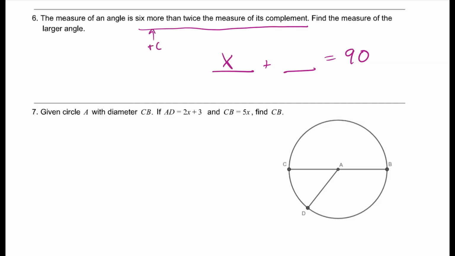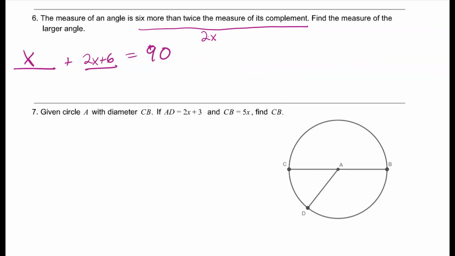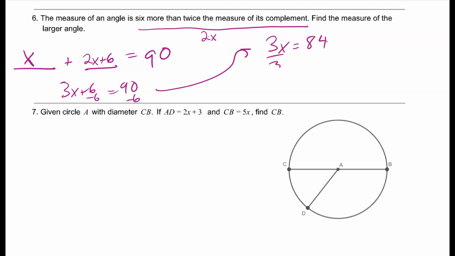So 6 more than is just saying that I'm going to add 6 to whatever I have. And twice the measure of its complement, well, I already labeled one angle as x, so if I want twice that angle, I could just multiply 2 by x. So 2x plus 6 could represent the other expression in my equation here to represent my larger angle. So if I solve that equation, I find that 2x plus x is 3x. And again, if I subtract 6, this equation might look familiar because we already solved this exact equation. And I divide up by 3, I find that x is equal to 28 degrees.